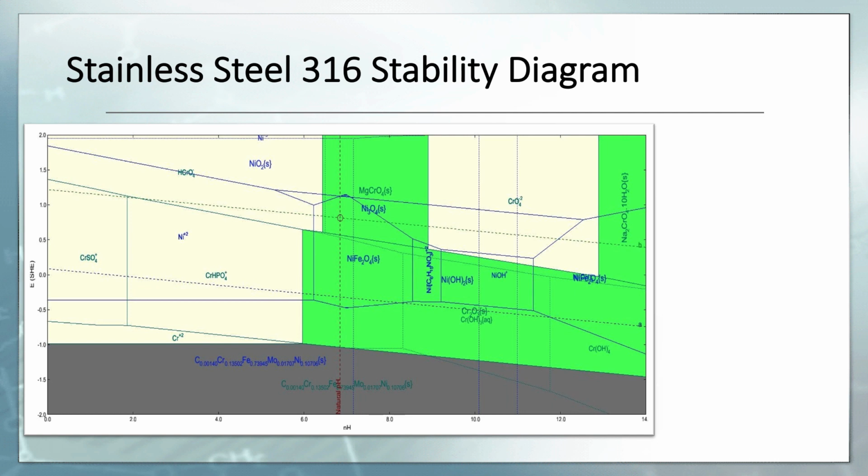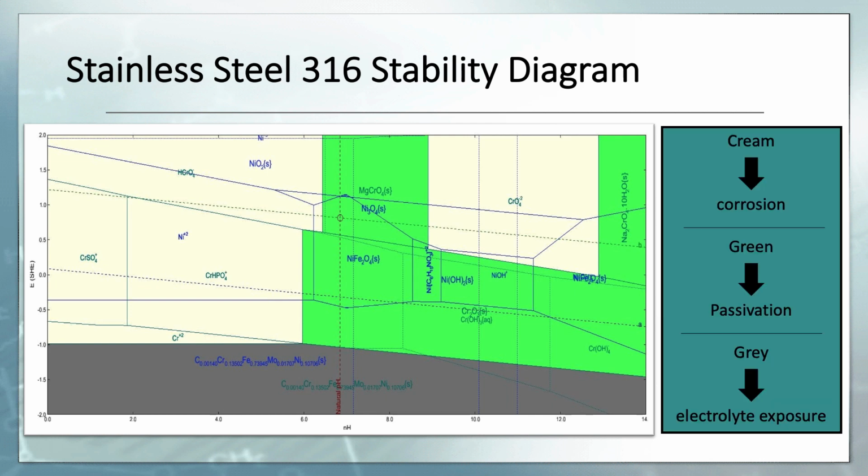Here's the overall stability diagram for 316, and the colors represent what type of corrosion might take place. The cream color represents corrosion, green means passivation, where it will form a protective layer, and the gray shows the electrolyte exposure. In the red box, this is where we would expect most corrosion potentials to fall given the pH of the human body, which would correspond to the passivation, so a protective layer will be formed.